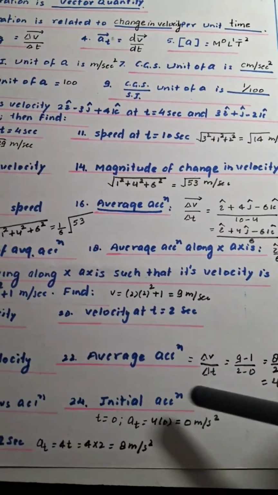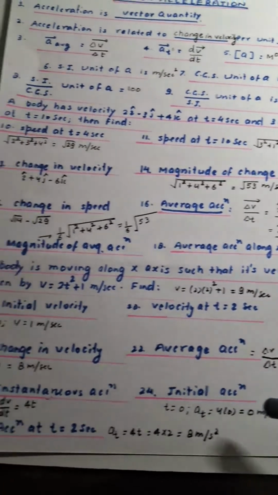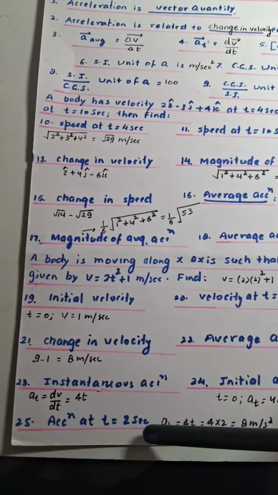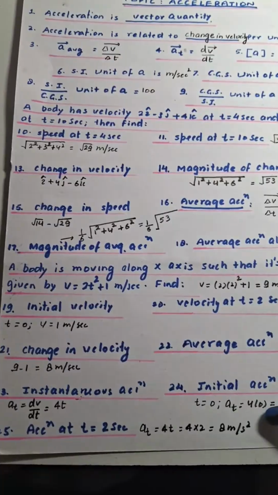Then is initial acceleration, so substitute t is equal to 0, we have a is equal to 4 into 0, that will be 0 meter per second square. Then is acceleration at t is equal to 2, so substitute t is equal to 2 over here, we have acceleration as 8 meter per second square.